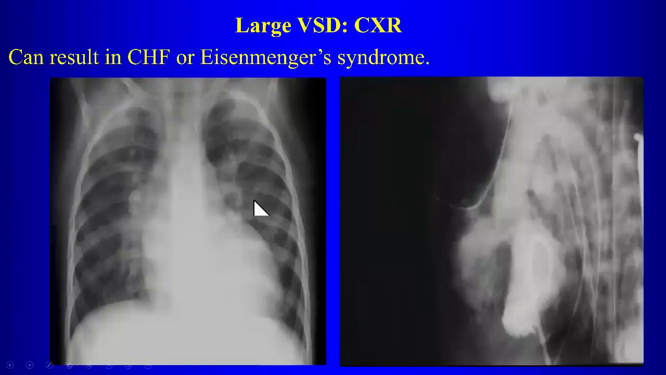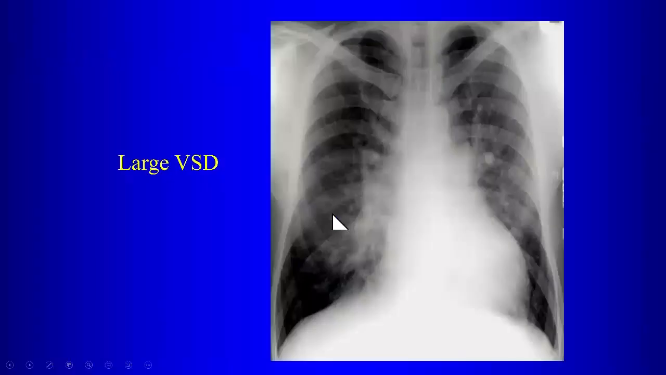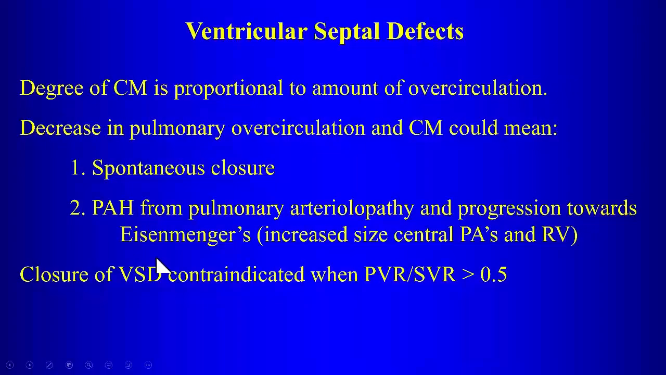So here's an example of a large VSD. And if they're large enough, they can result in failure and ultimately in Eisenmenger's when you have large ventricular septal defects. Another example of a very large one with lots of big pulmonary arteries and overcirculation there. Now, the degree of cardiomegaly is proportional to the amount of overcirculation.